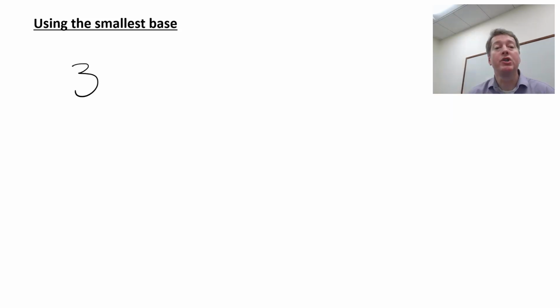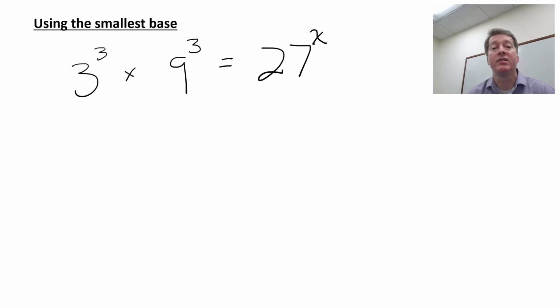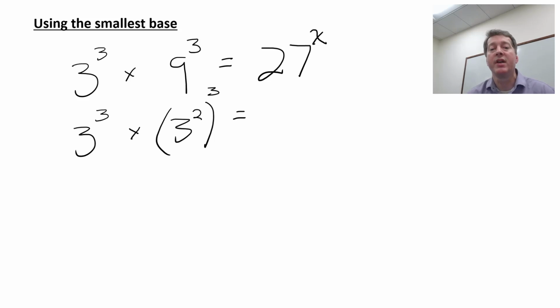Suppose I saw an equation, something like 3 cubed times 9 cubed equals 27 to the x. Well, instead of comparing 3's, 9's, and 27's, I'd love to compare 3's, 3's, and 3's. I'd love to get all of these down to a base of 3. So this is the same as 3 cubed times, well, 9 is 3 squared, so 3 squared cubed, equals, well, 27 is 3 cubed. 3 times 3 times 3 is 27. So this is 3 cubed to the x.